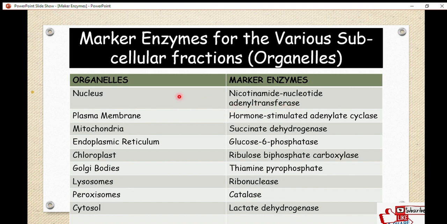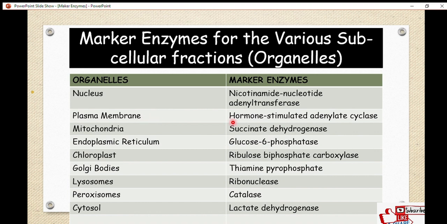So after we've gotten the homogenate and we've centrifuged it to get our pellet, and we want to confirm whether there is a nucleus present, we have to use a reliable test so that we can confirm boldly that there is a nucleus present. And this is done by using the marker enzymes. When we do the test and we get nicotinamide nucleotide adenylyl transferase, then we can confirm that there is a nucleus present. So let's talk about the plasma membrane.